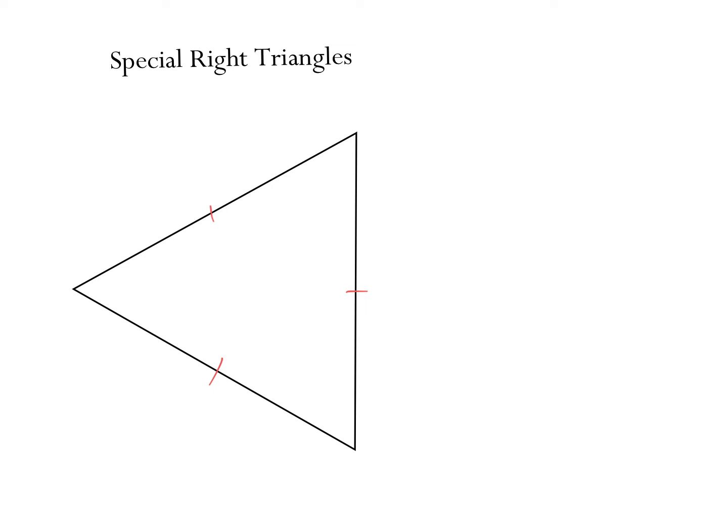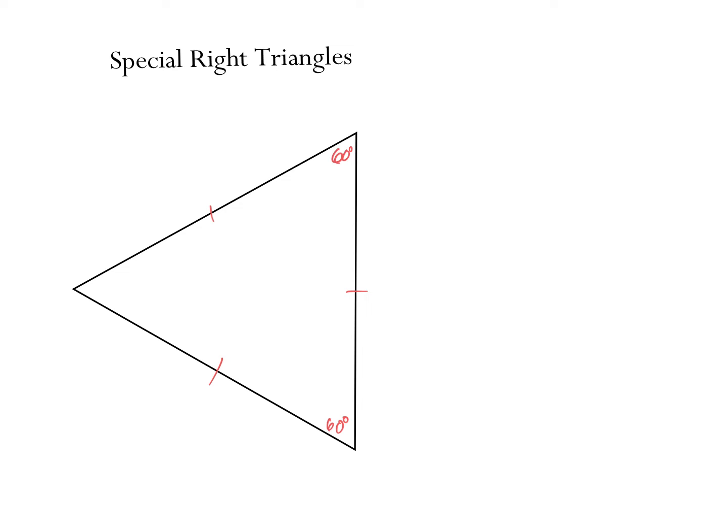So, if all three angles are the same, y'all, what does that make them? The same angle. Wait, the same side. What's the question? How many degrees is each one of these angles? 60. Is everybody good? So this is 60 degrees, and this is 60 degrees.